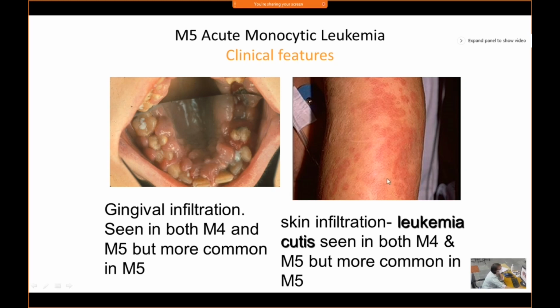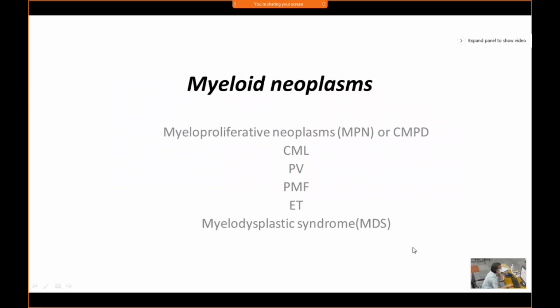And you may also get skin infiltration. This is known as leukemia cutis, which is more common in M5. Then myeloid neoplasms. These are myeloproliferative neoplasms or chronic myeloproliferative disease. Now the CMPD is now known as MPN.